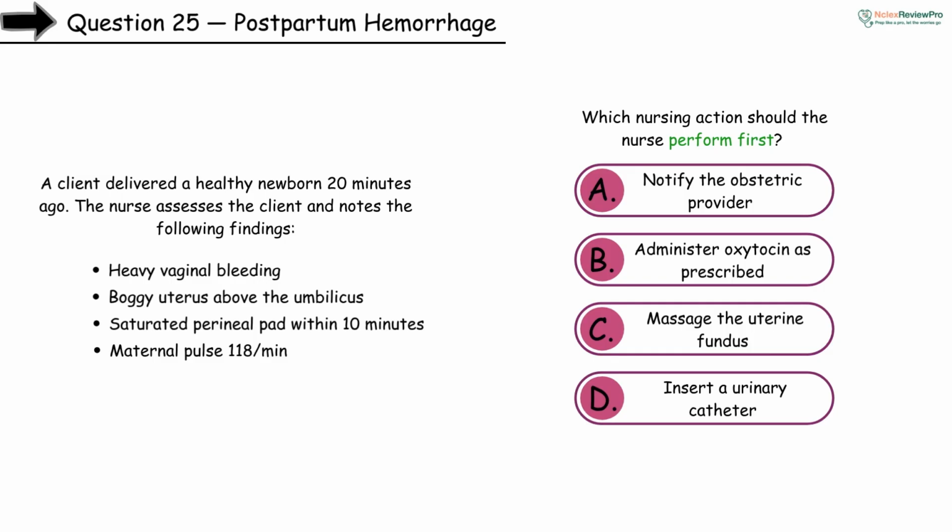Option A, notify the obstetric provider. Option B, administer oxytocin as prescribed. Option C, massage the uterine fundus. Option D, insert a urinary catheter. Take a moment and think about your answer. This is a priority question. The correct answer here is option C.